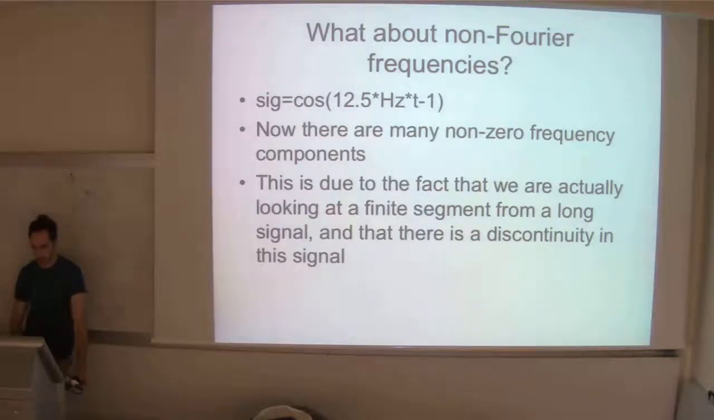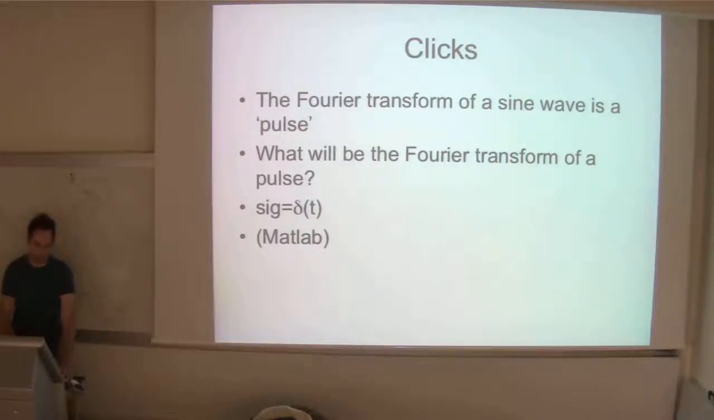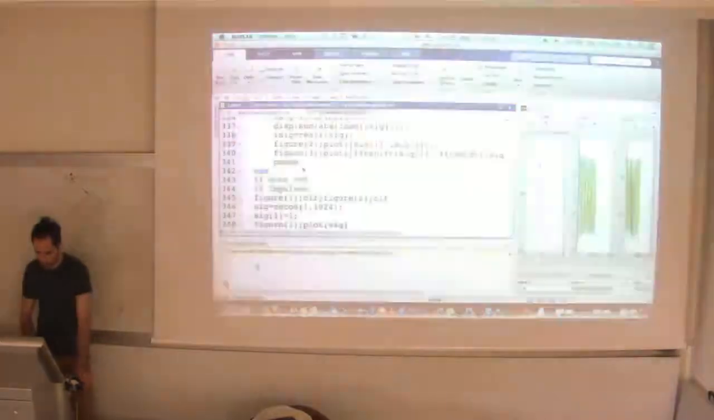Okay. So we saw in the spectrum that there are many non-zero frequencies. This is due to the fact that we're actually looking at a finite segment from a long signal, and that there is a discontinuity in the signal. The Fourier transform of a sound wave that is a pulse, we already discussed a little bit. What will be the Fourier transform of the pulse? All the different frequencies, with different amplitudes or the same amplitude. So the function is actually a delta of t, but there is some small thing that we need to be careful about.